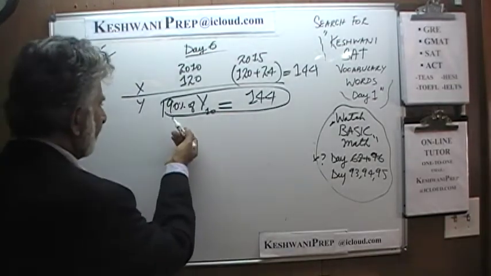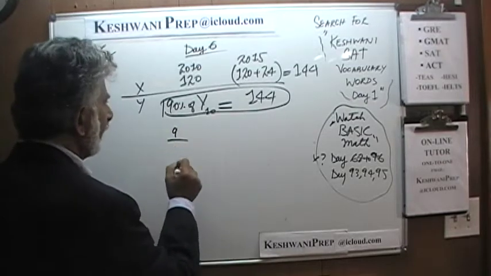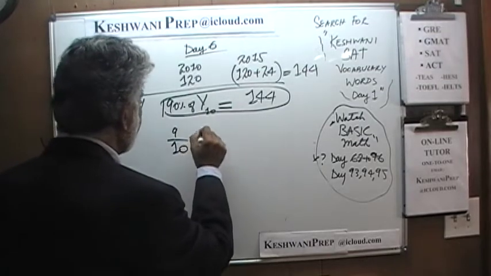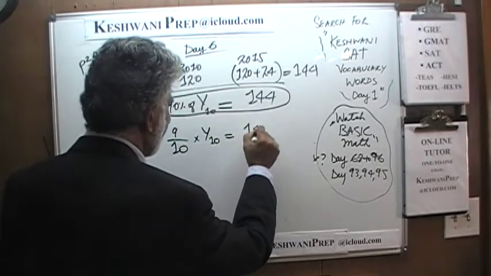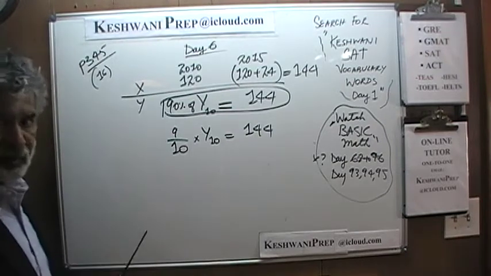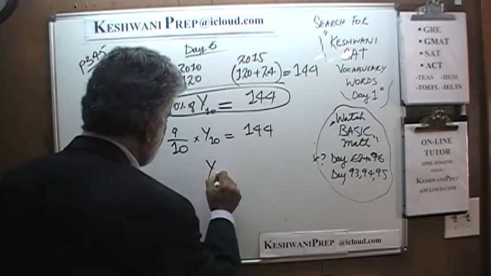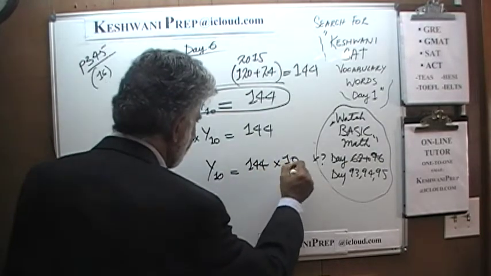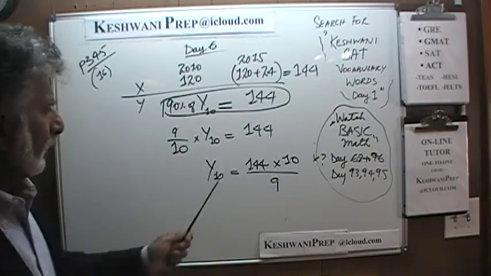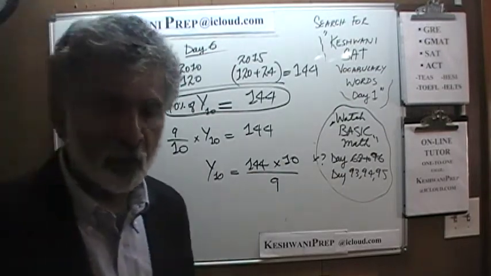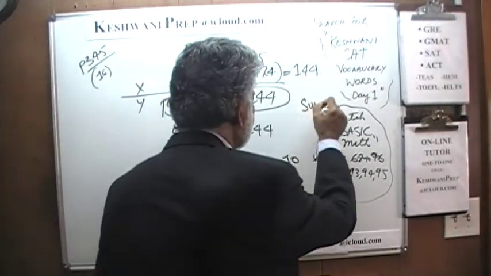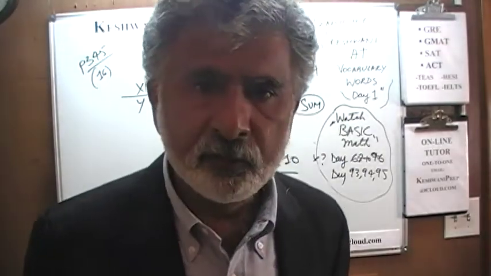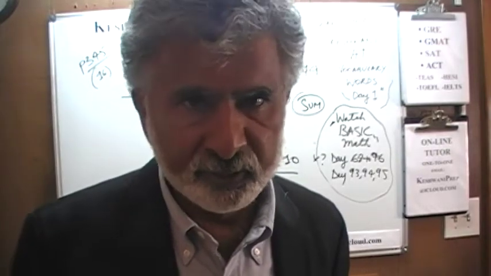So 90% can be written as 9 over 10. Let's do 9 over 10 times the population of city Y in 2010 equals 144. Let's multiply both sides by the reciprocal, 10 over 9. If we do that, the population of city Y in 2010 would be equal to 144 times 10 over 9. 1 plus 4 plus 4 is 9. As long as the sum of the digits of any given number is divisible by 3, the number itself is divisible by 3. I hope that you know that.